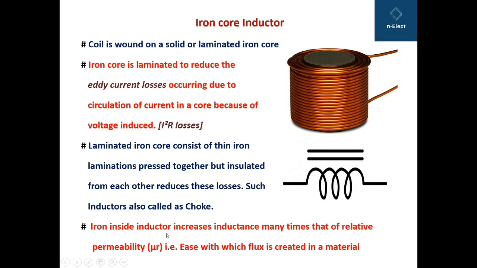Iron inside the inductor increases the inductance many times, by its relative permeability. Now what is permeability? It is represented by mu r, and permeability is basically the ease with which flux is created in the material.